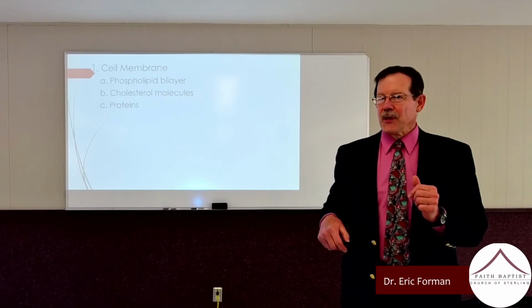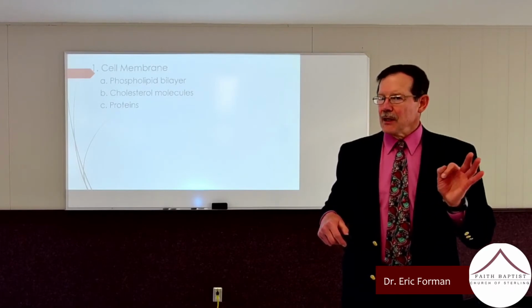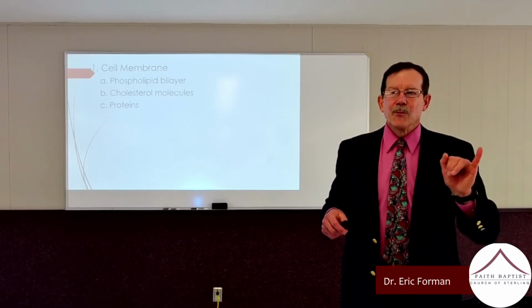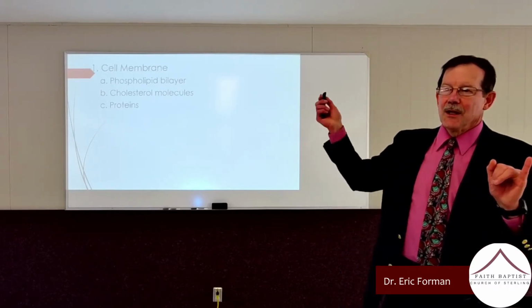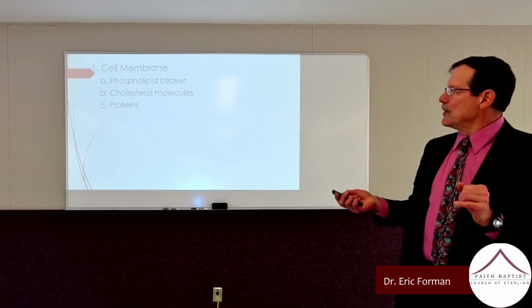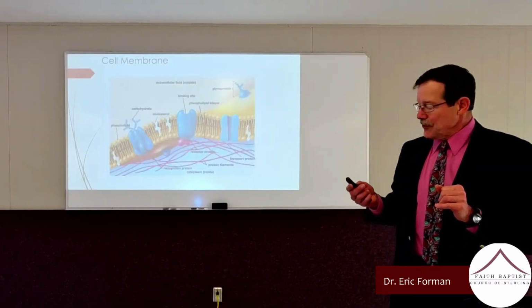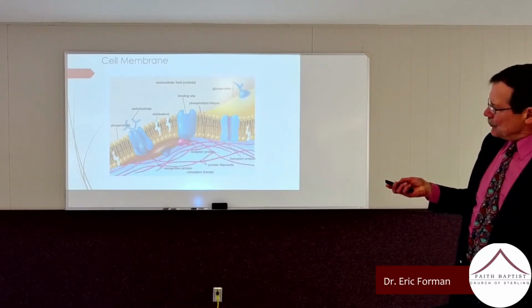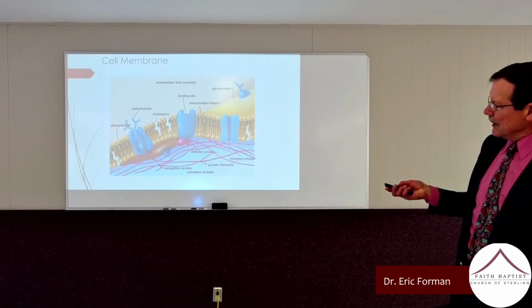So how many parts to the cell? 3. What's the outer part called? Cell membrane. How many parts of the cell membrane? 3. Phospholipid bilayer, cholesterol, and protein molecules. So here's the cell membrane, again, a very basic schematic. Do you see this little thing that has the circle and the 2 legs?